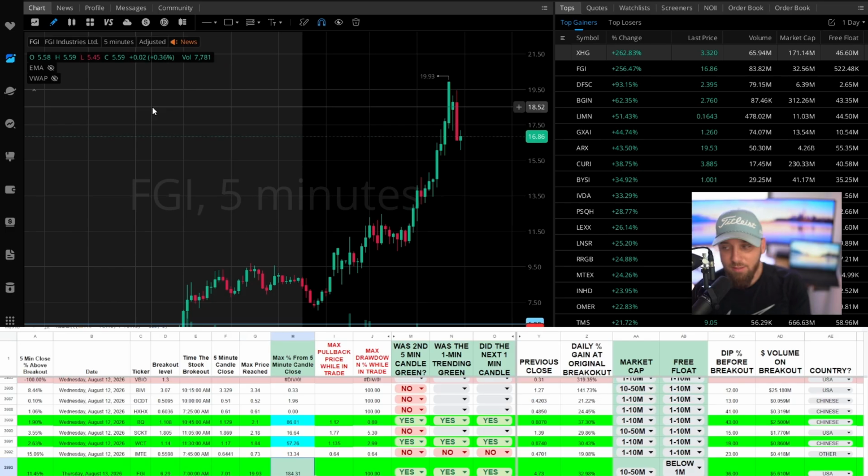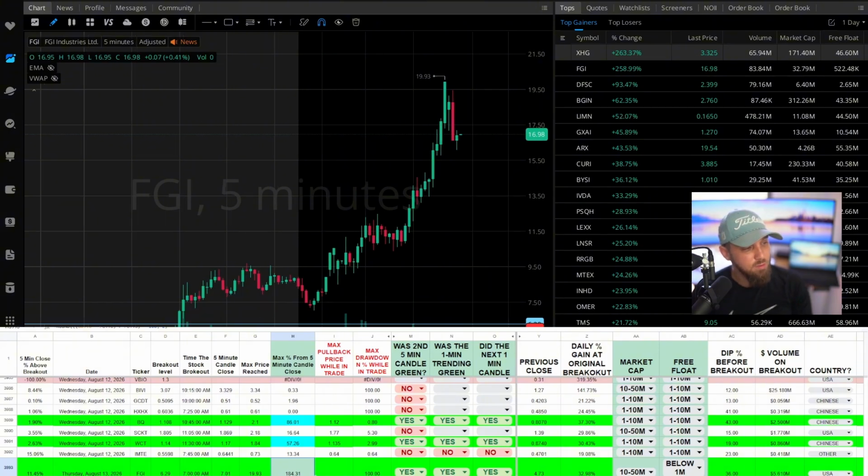I hit the tab button. And then right here in this next column, it says max percentage from 5-minute candle close. This tells me the max percentage gain that I could have got while in this trade. So if I entered right here as soon as this 5-minute candle closed and I sold all the way at the top, this represents a 184% gain.